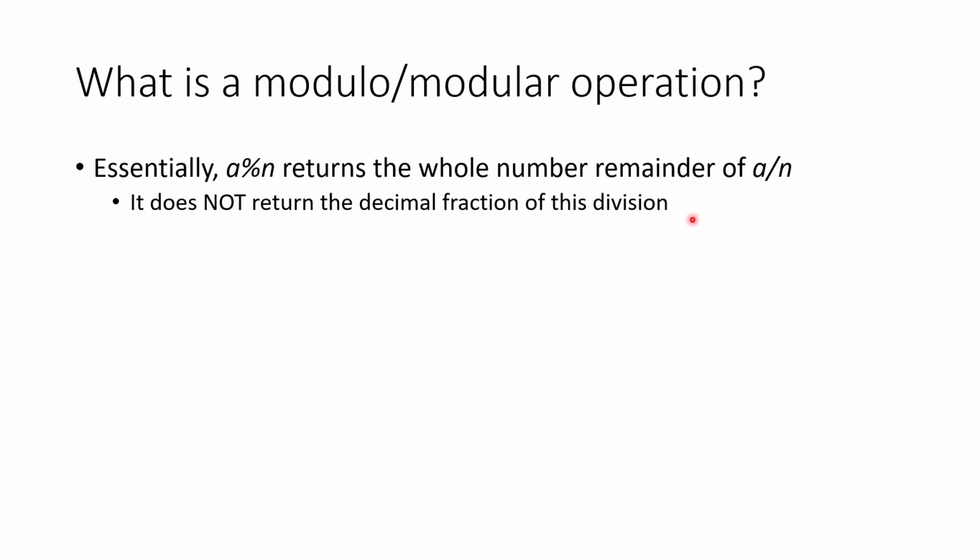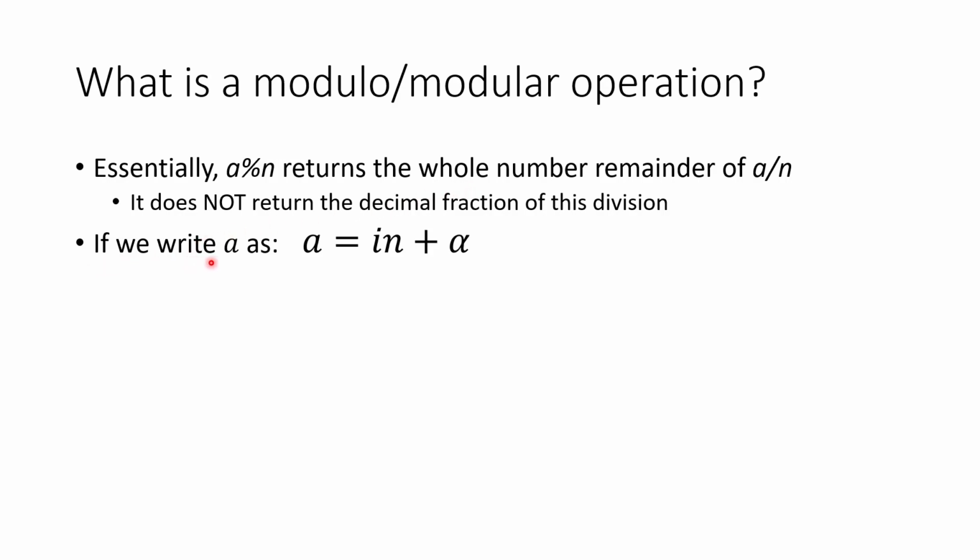So basically, let's say, 10 divided by 3. We all know that's going to be like 3.3333. So the modulo does not return 0.3333. What it does return is 1 because it strips away as many 3's from 10 as it can. So it strips away one 3, you get to 7, one 3, you get to 4, one 3, you get to 1. And now when it can't strip away any more 3's, then it returns that whole number remainder. So that's the basis behind this.